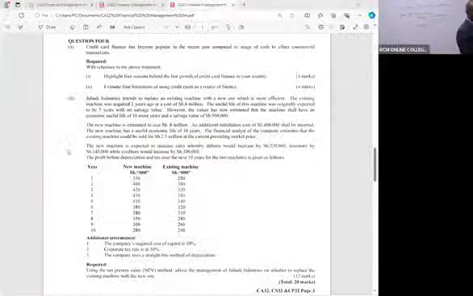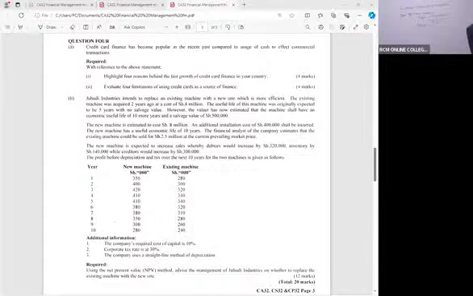Juhudi Industries intends to replace an existing machine with a new one, which is more efficient. The existing machine was acquired 2 years ago at a cost of 4 million. The useful life of this machine was originally expected to be 5 years with no salvage value. However, the value has now been estimated such that the machine shall have an economic useful life of 10 more years and a salvage value of 500,000. You see, the existing machine has a salvage value. Go to paragraph number 2, where now they're giving us information about the new machine.